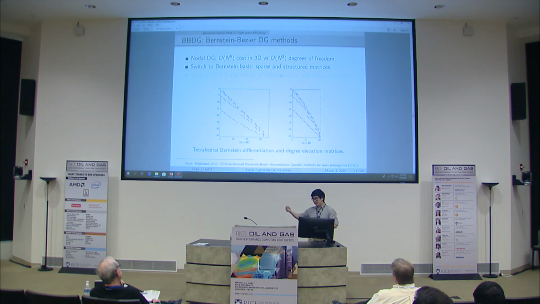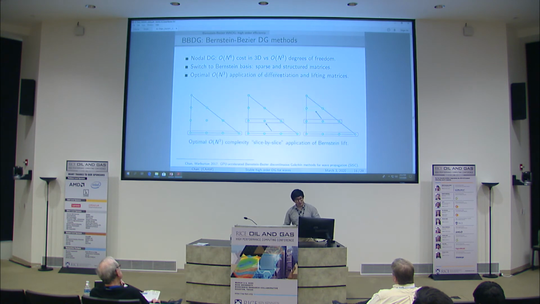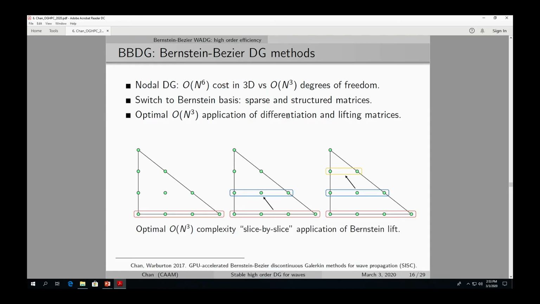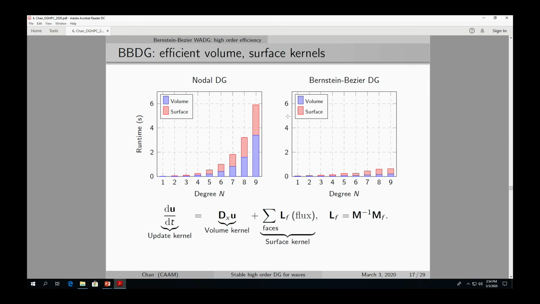The second part, the lift matrix, is a little more complicated, but it turns out that we can also apply this in a really, really quick way. So we have this sort of slice-by-slice approach where we march through different slices of a tetrahedron or a simplex, and it turns out this also achieves the same asymptotic level of complexity. Basically, let me just summarize in this slide. If you take the volume and surface kernels and replace your nodal bases with Bernstein bases, then you get a runtime which looks like the one on the left, dropping down to a runtime which looks like the one on the right. It looks much more feasible.